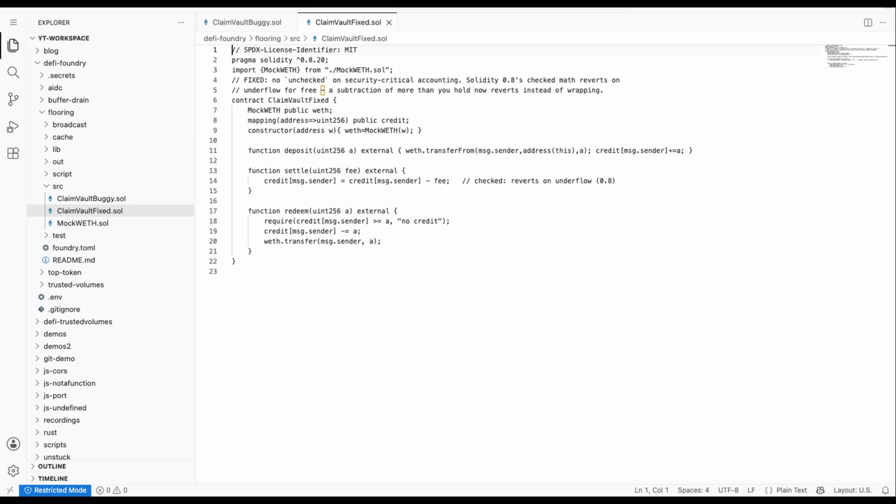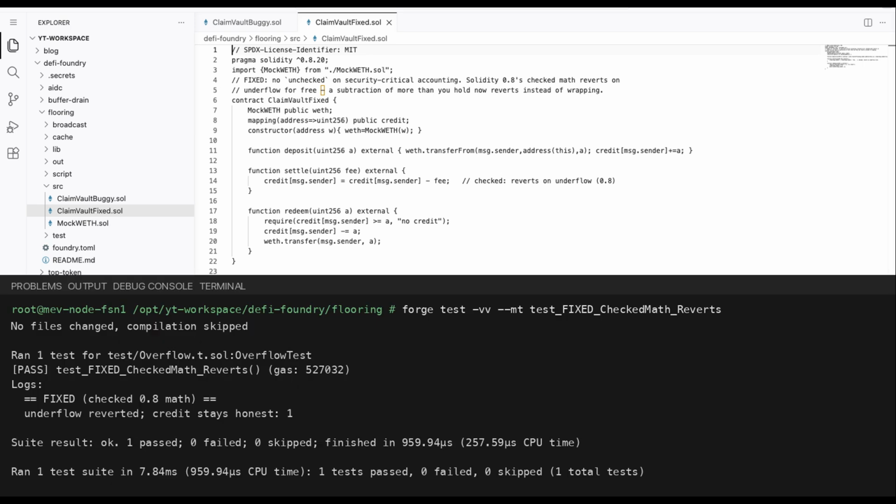The fix is almost insulting in its simplicity. Delete the unchecked, that's it. Now the exact same subtraction is checked by Solidity 0.8, and subtracting more than you have reverts instead of wrapping. No underflow, no inflated credit, no drain.